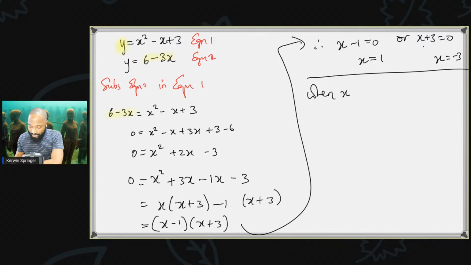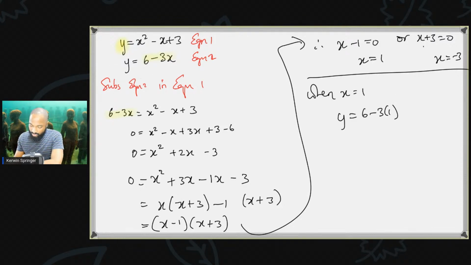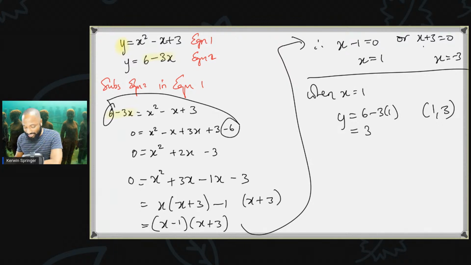When x is equal to 1, y is equal to 6 minus 3 by 1. I replace the x with 1. So y is equal to 3. So (1, 3) is a solution. Where did 0 come from? The 0 comes from leaving nothing behind. So we brought across the 6, switch sign, we brought across the negative 3. So what's left? 0.